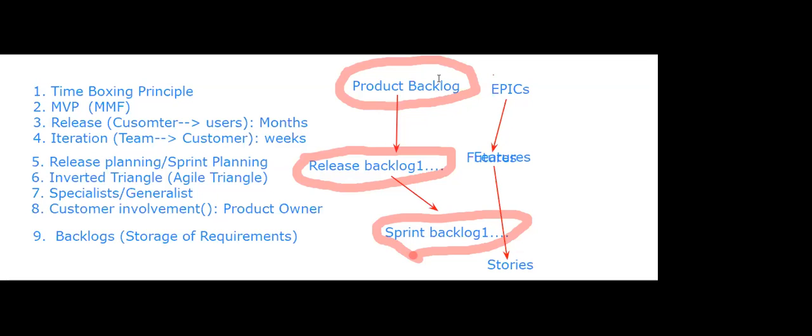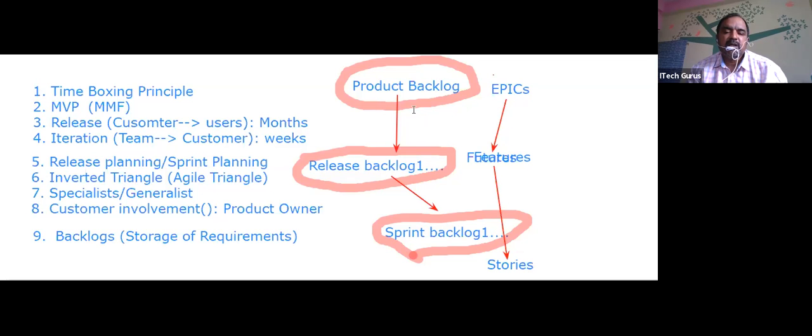But please understand, even though this is the hierarchy, the product backlog will also have an epic, feature, and story. Release backlog will also have an epic, features, and story. Sprint backlog will always have a story. Hope you are able to understand this. Sprint backlog means you are going to do the work, so it will be at the miniature level. It will always have a story.